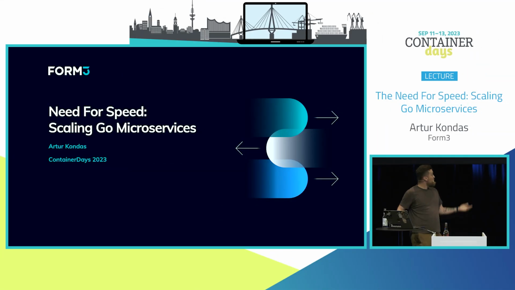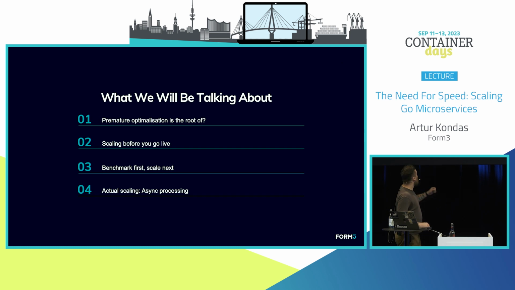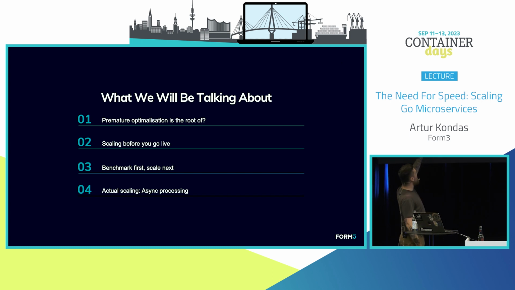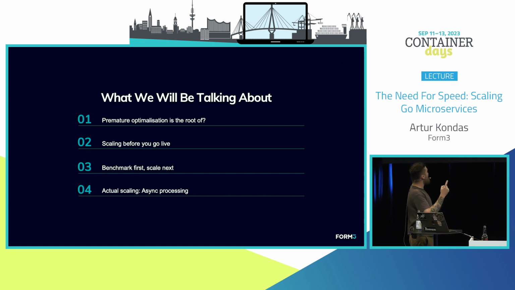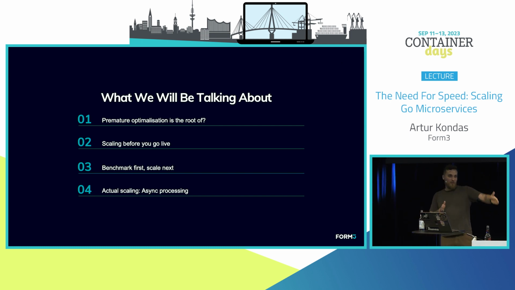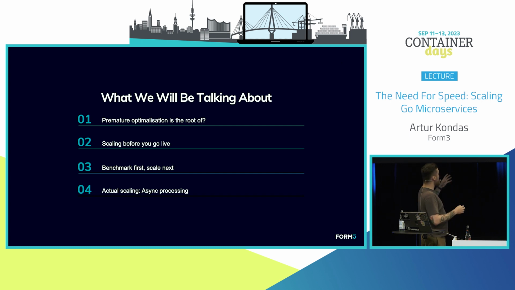Okay, so let's see what we'll be talking about today. We'll be talking about a few very fun things. Is anyone writing Java in here? Okay, like 3 people, so you know premature optimization is the root of something. Then we'll be talking about how you can scale before you go live with your services. Then we'll be talking about how to benchmark first and then scale next, not the other way around because it's just plain stupid. And then we'll be talking about the actual scaling in Go microservices, which will be this async processing. Another question, who's writing Go in here? Or who wrote Go? Mega, okay, that's cool.